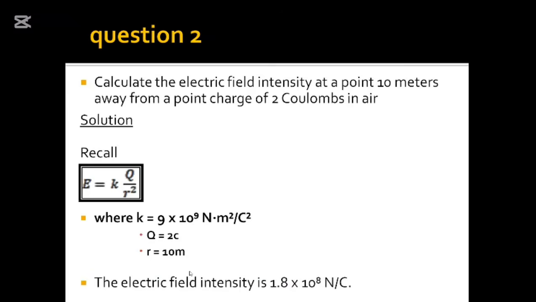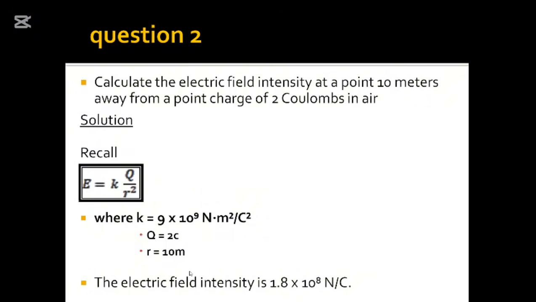Now we'll look at question number 2. Question number 2 says, calculate the electric field intensity at a point 10 meters away from a point charge of 2 coulombs in air. I repeat the question. Calculate the electric field intensity at a point 10 meters away from a point charge of 2 coulombs in air. Then solution.